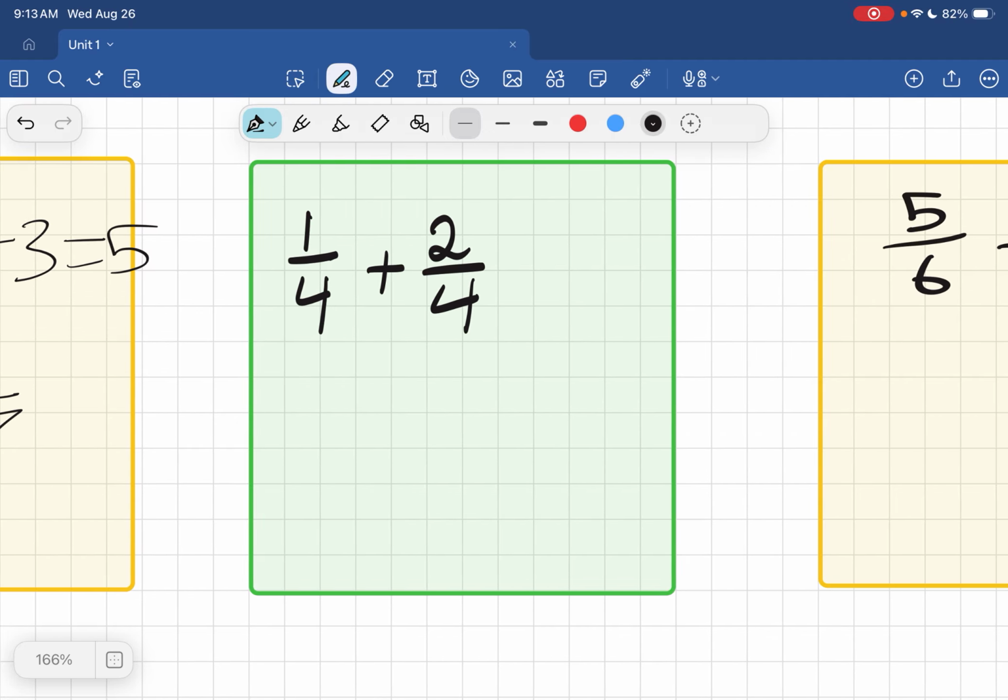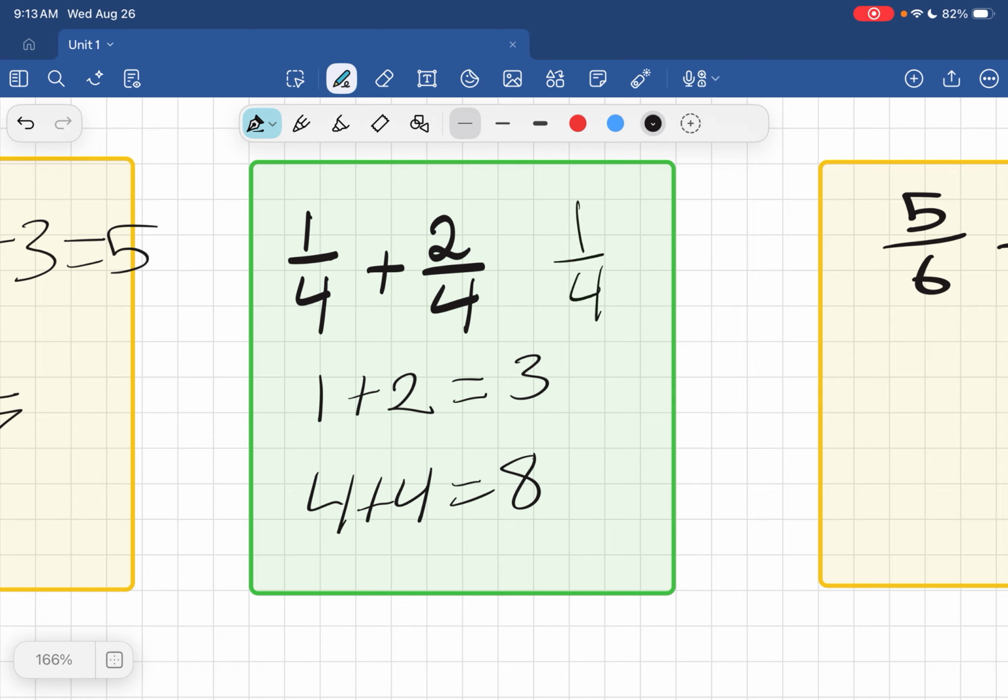Here's a common mistake. Some students think they should add the top numbers and the bottom numbers. We don't do that. The denominator tells us what kind of pieces we're working with. We're adding fourths to fourths, so the answer is still in fourths. 1/4 plus 2/4 equals 3/4.